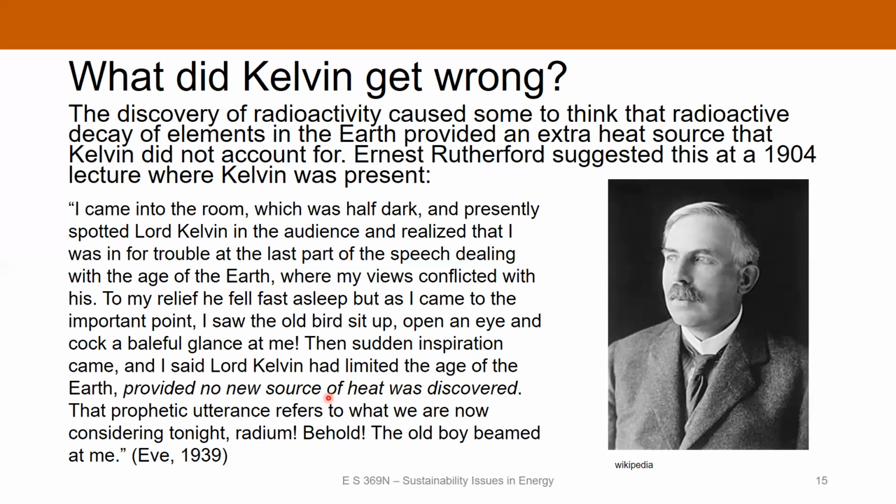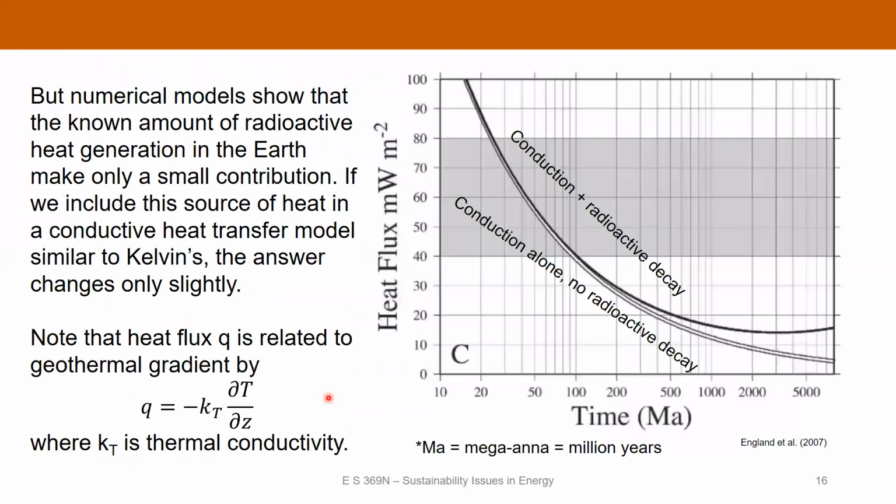Okay, I first encountered that anecdote when I was reading The Making of the Atomic Bomb, Richard Rhodes' excellent book on that topic. But this is a nice story, but it's actually not true. That wasn't the problem Kelvin had, okay? So if you run a numerical model based on what we understand about how much radioactive decay contributes to heat flux, the difference is very small. That's not what's going on here.